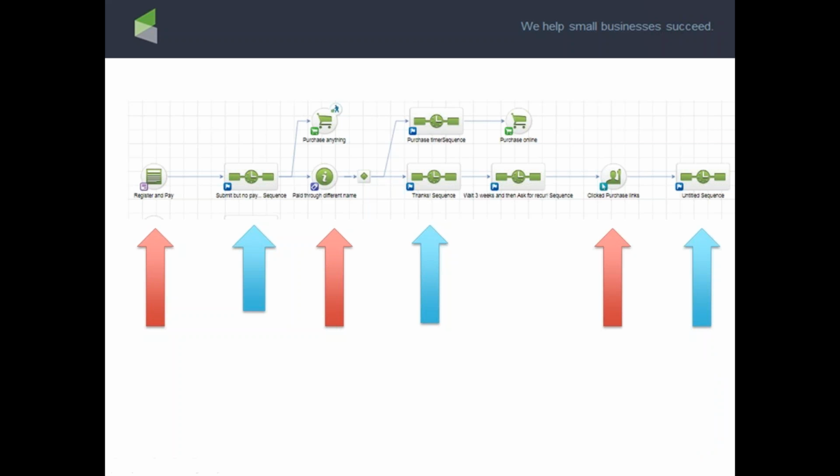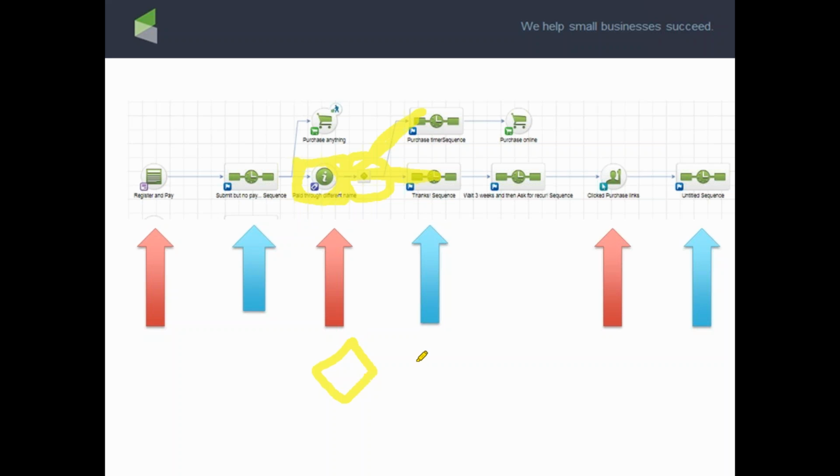Now, something that's new here that you didn't see before is this little diamond right here. And this little diamond automatically appears. The only way to get it is for it to automatically appear when you have a goal that attaches to 2 different sequences. We had 3 different goals that each attach to one sequence, but this is one goal to 2 sequences. So Infusionsoft needs that diamond to put down the rules.